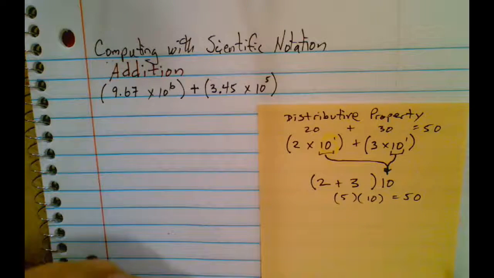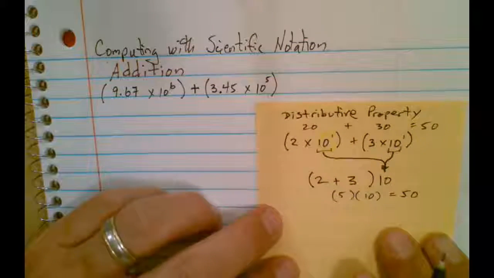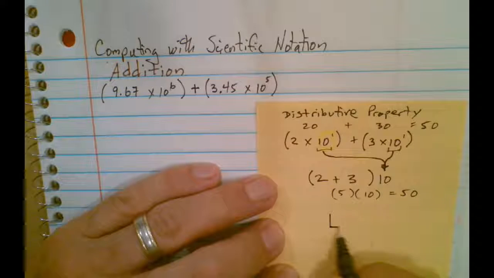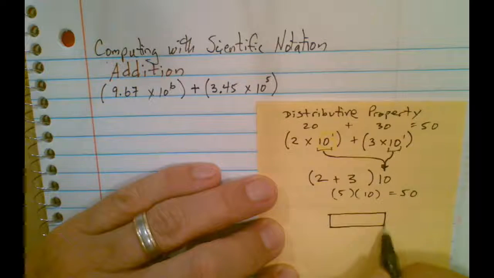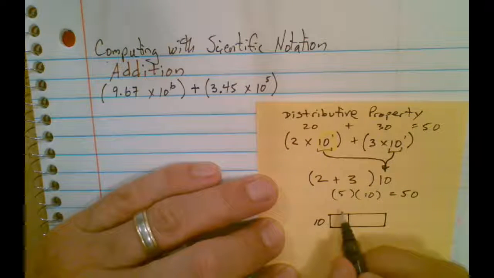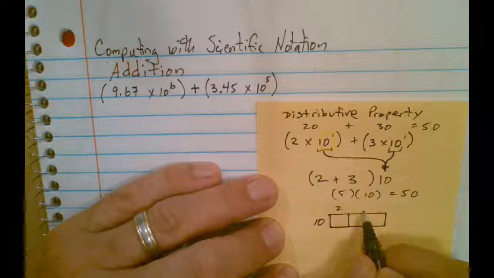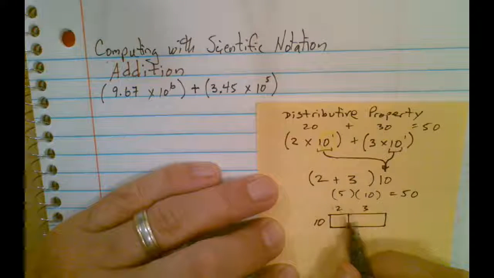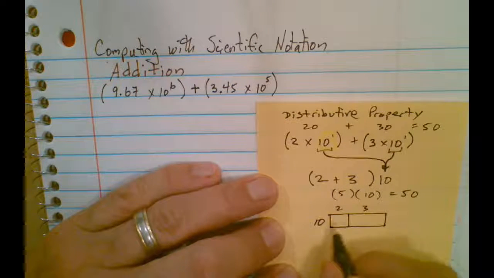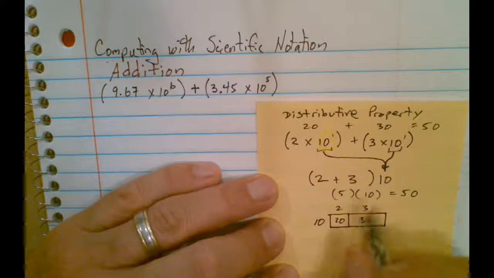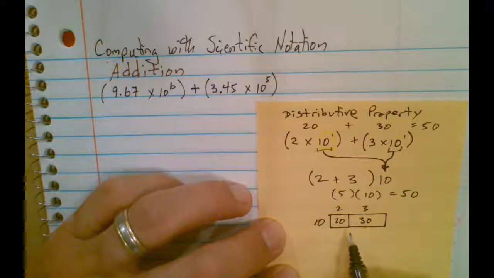We've done this in the past where we looked at this as an area problem. Remember this? We had a rectangle with a width of 10, and I broke it up into two parts, where this length was 2 and this length was 3. This part would be 10 times 2 is 20, and this part would be 10 times 3 is 30. Together you can see the whole area would be 50.